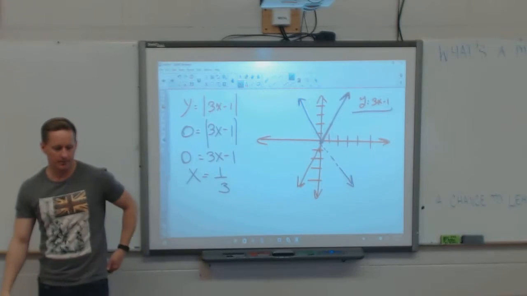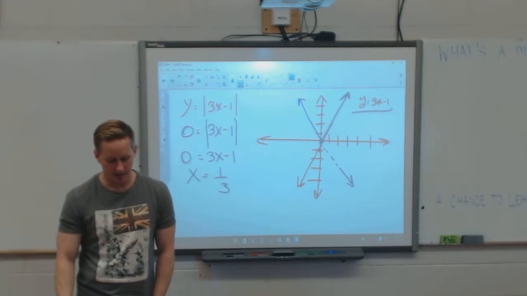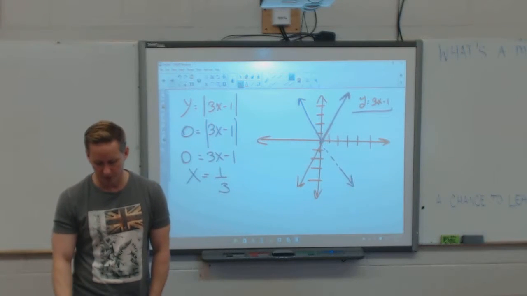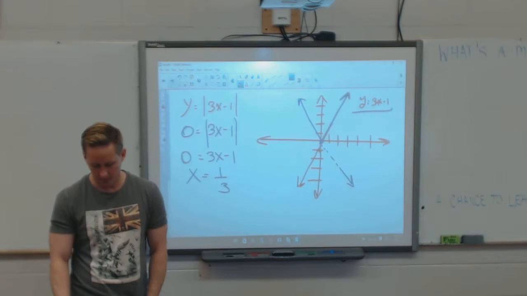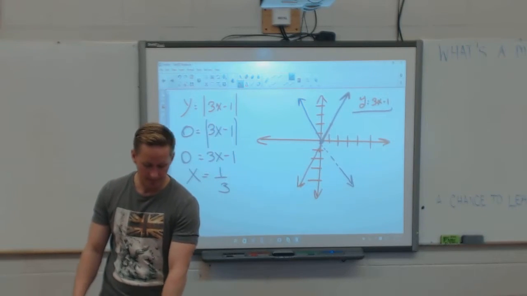There's your x-intercept. It says sketch the graph. We've done that. State the domain and range. We've done that. Express it as a piecewise function. That's the part I want to leave out for a minute until Monday. Okay? Let's look at the second example now.